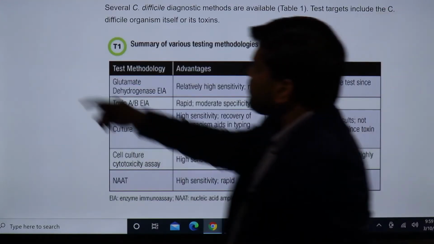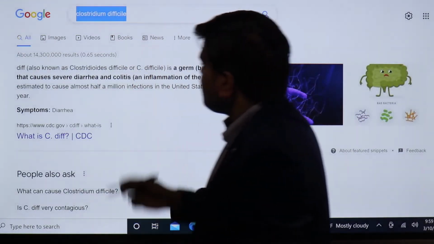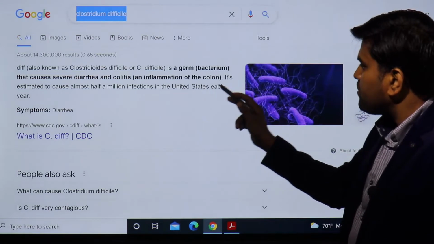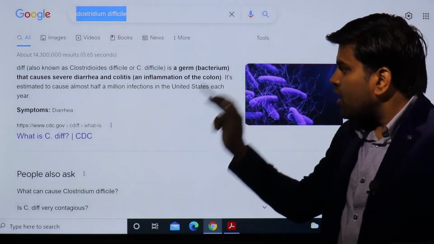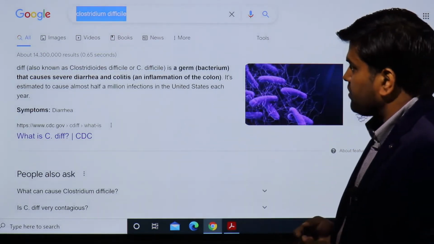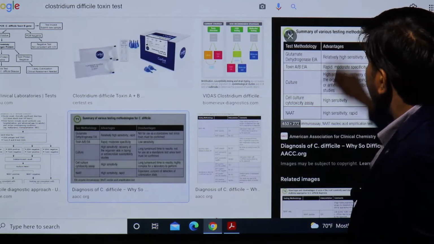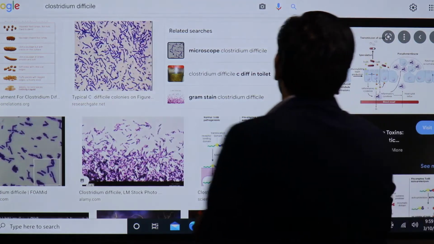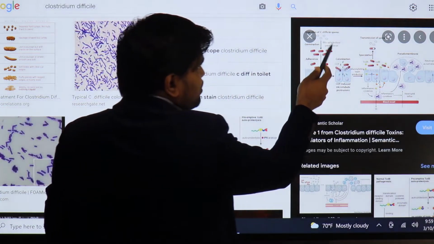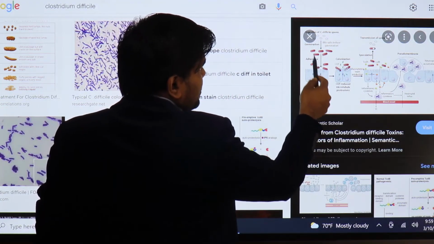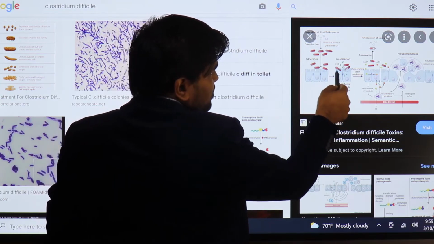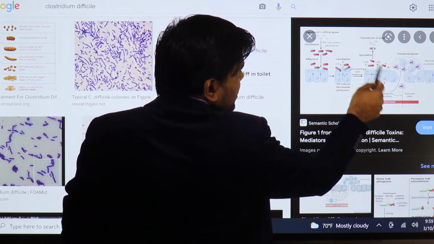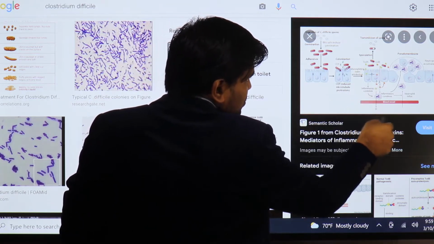So let's come from the beginning. Clostridium difficile is a germ bacteria that causes severe diarrhea and colitis, an inflammation of the colon. It is estimated to cause almost 500,000 infections in the United States. If you see the diagnostic part, this is the bacteria. This is the ingestion of the Clostridium difficile spore. They get germinated. Once they adhere to the mucosa and colonize there, after colonization they produce the toxins, that is TcdA and TcdB, and there will be sporulation as well. This will be due to the infection.